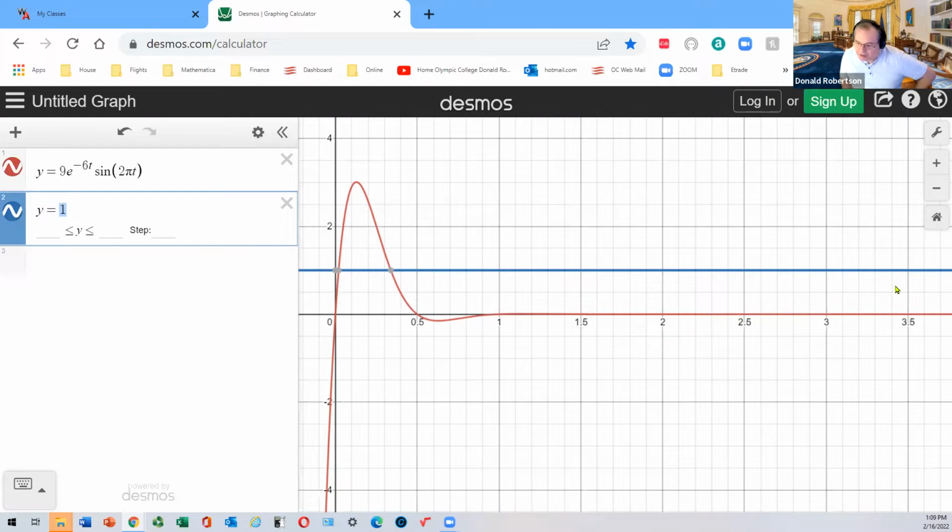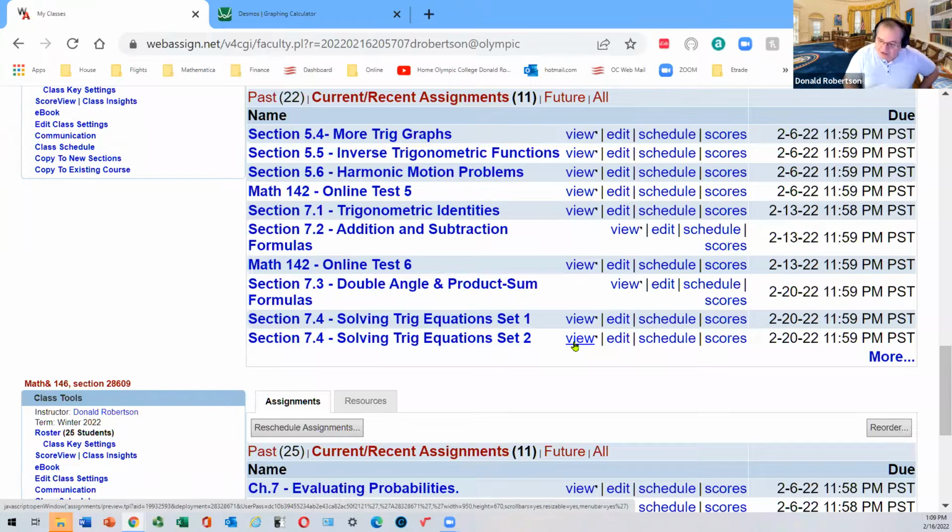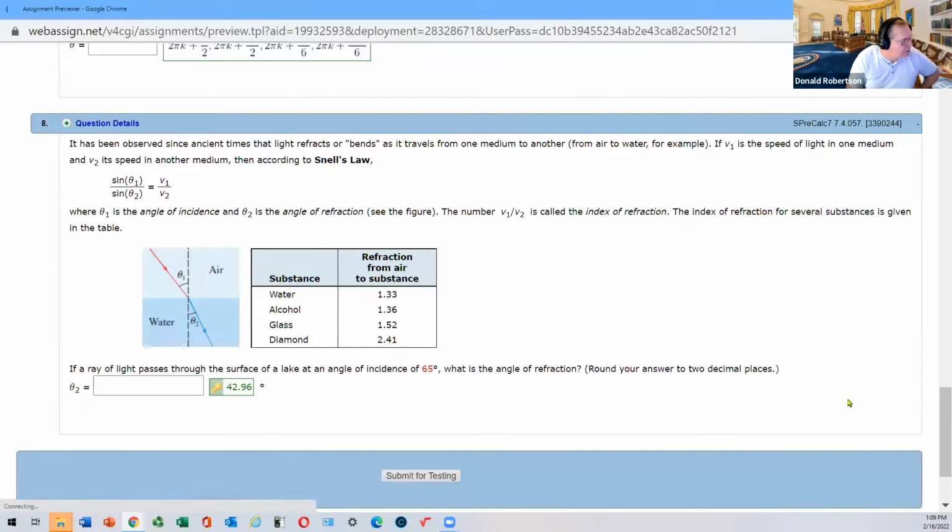Are we good with that question? So with Desmos, as long as you type it in and play about with the windows, things should make sense. So we're now moving on to set 2. There are 3 sections on equations here. 3. That's a lot of equations.